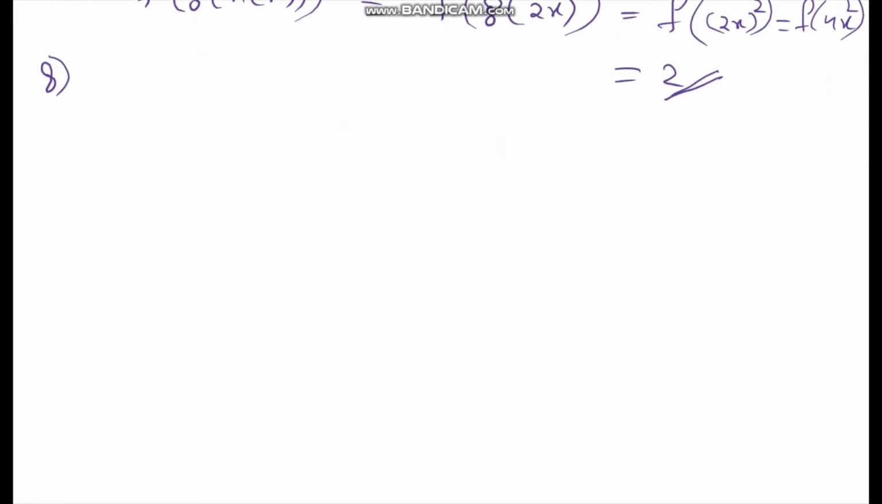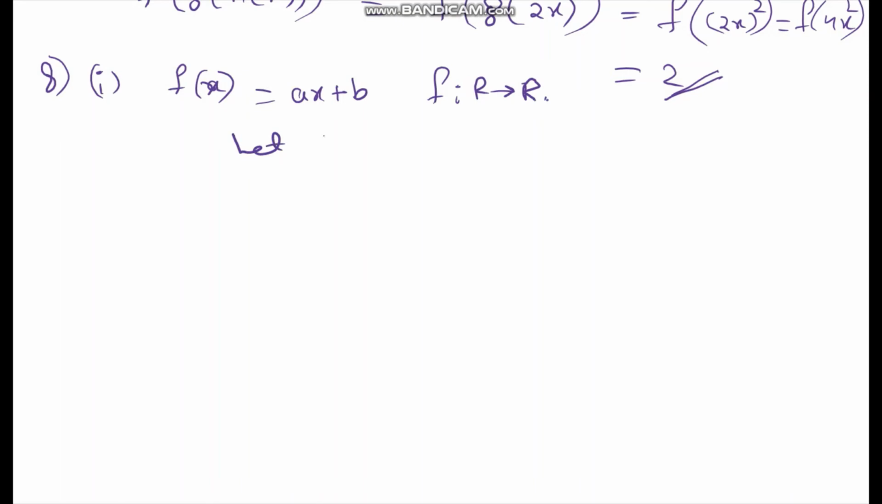Eighth question, find the inverse of the following functions. First one, f of x equals ax plus b, and f is mapping from R to R. We need to find the f inverse.